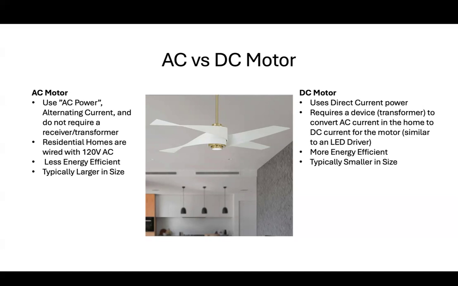DC motors, on the other hand, are more energy efficient, typically smaller in size, and they use direct current power, DC power. These devices require a transformer in the fan to convert the AC current in the home to the DC current usable by the motor.